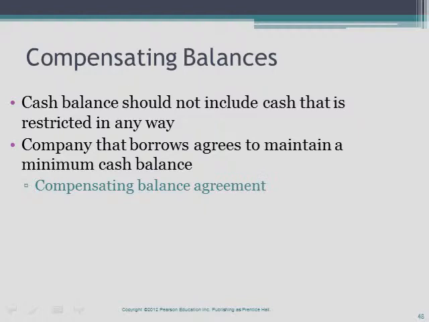Also, banks often lend money under a compensating balance agreement. The borrower agrees to maintain a minimum balance in the checking account at all times. This minimum balance becomes a long-term asset and is therefore not cash in the normal sense.